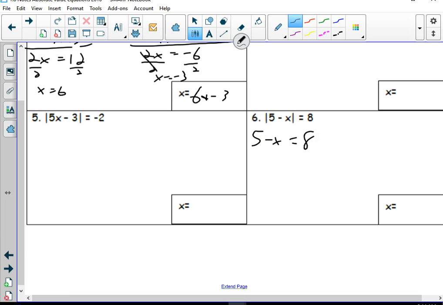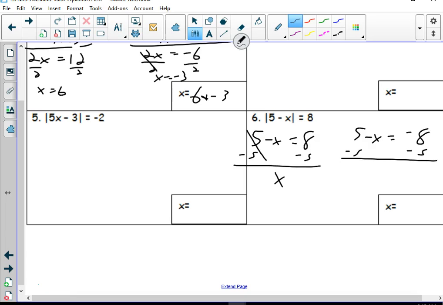So 5 minus x equals 8, and 5 minus x equals negative 8. So what do we need to get rid of first? 5, very good. How do we get rid of it? Yeah, that's it. Minus 5, minus 5. Awesome. Now careful, careful, careful. What does that leave us on the left side? Excellent. It leaves us a negative x.